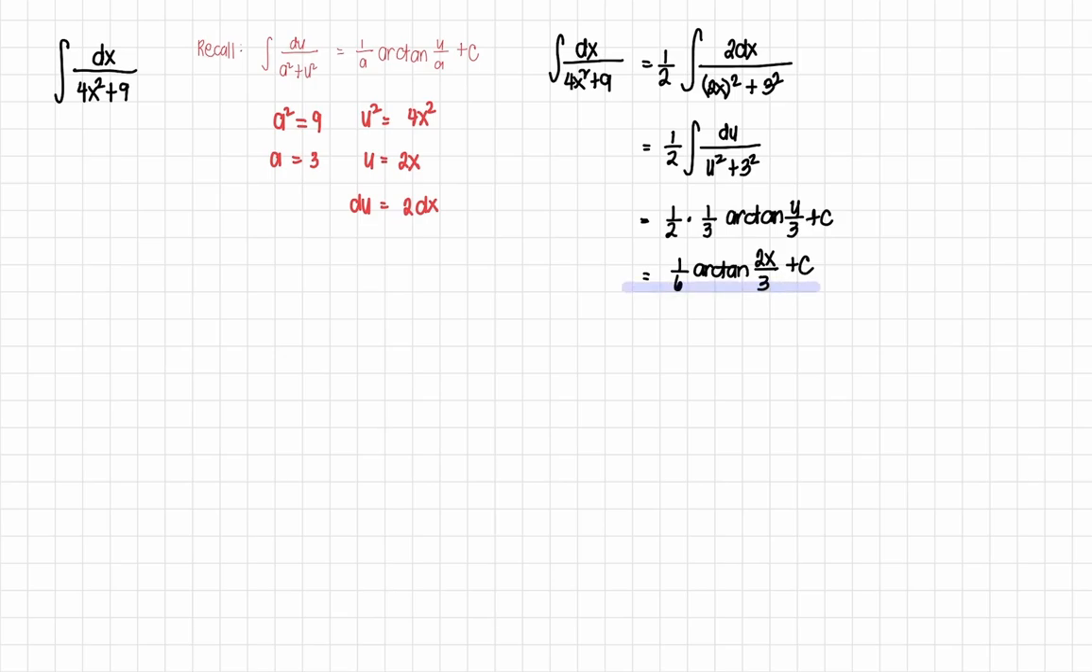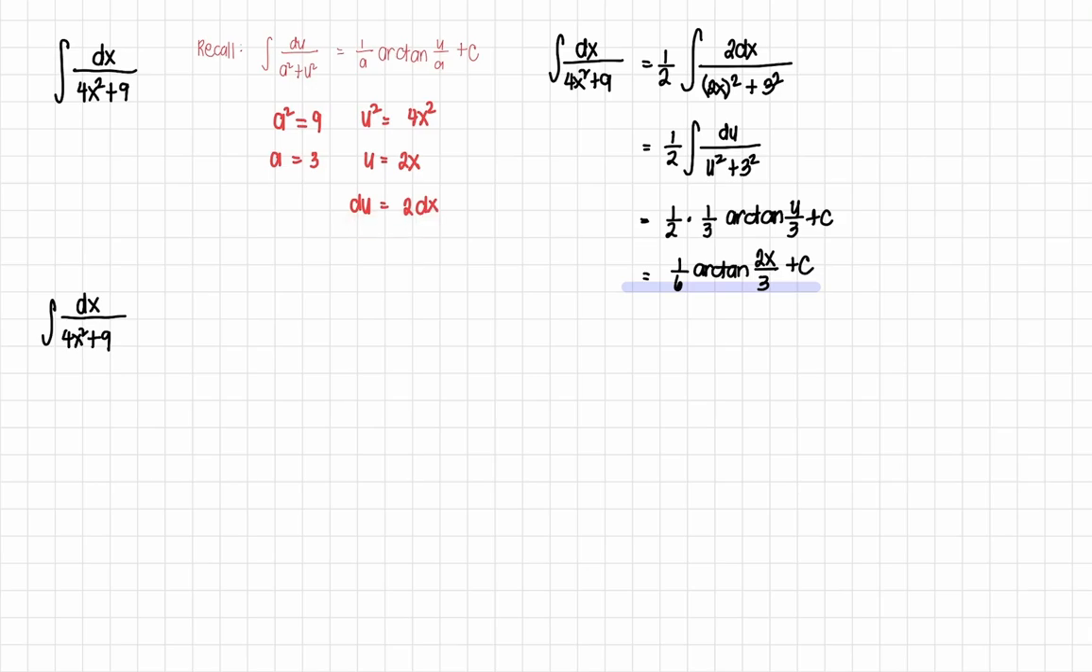Now what if you forgot the formula? We can use trigosub, trigonometric substitution. The integral of dx over 4x squared plus 9. You forgot the formula, but you see here that there is a pattern: 4x squared plus 9 follows u squared plus a squared. So still, a squared is 9 and a is equal to 3. u squared is equal to 4x squared, so u is equal to 2x. You don't need du.